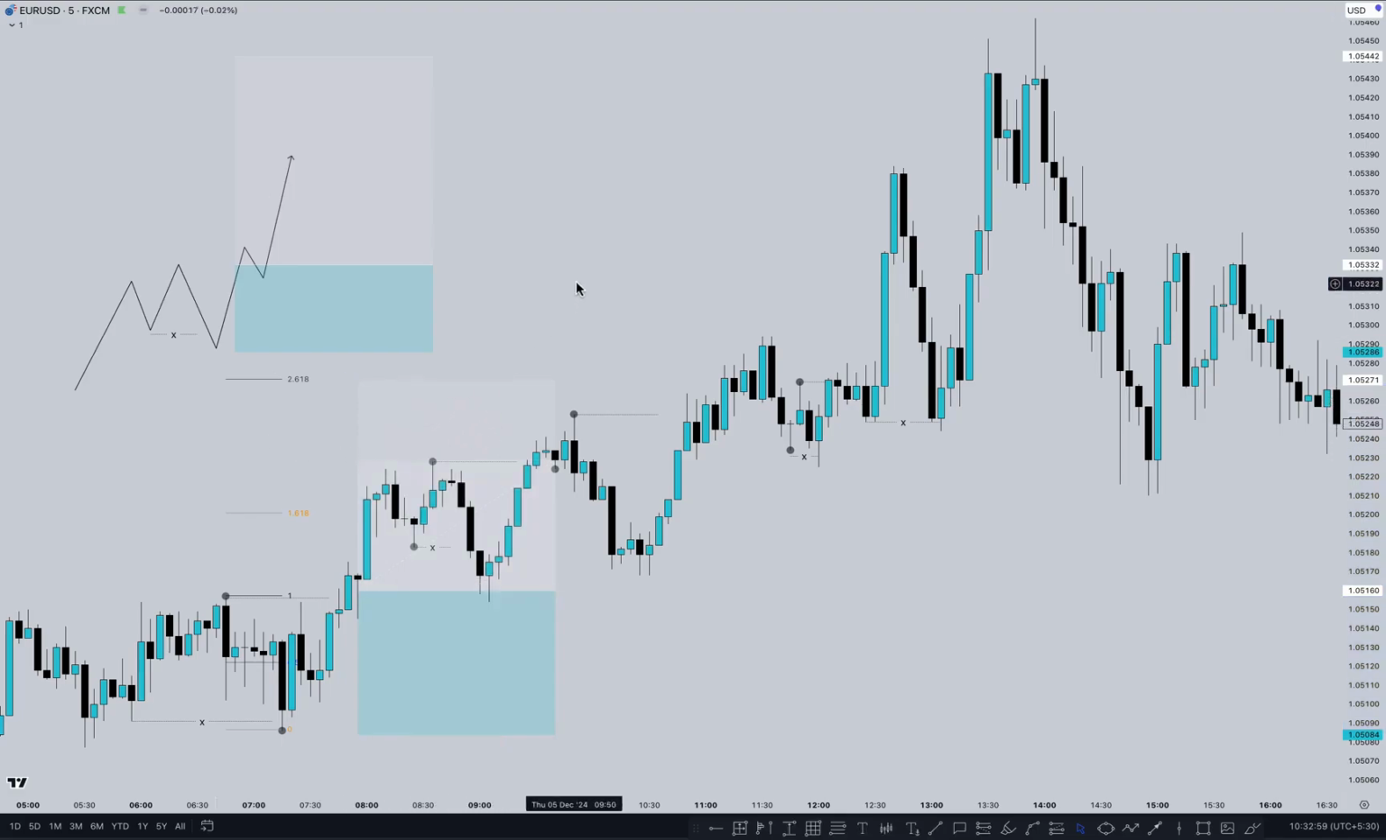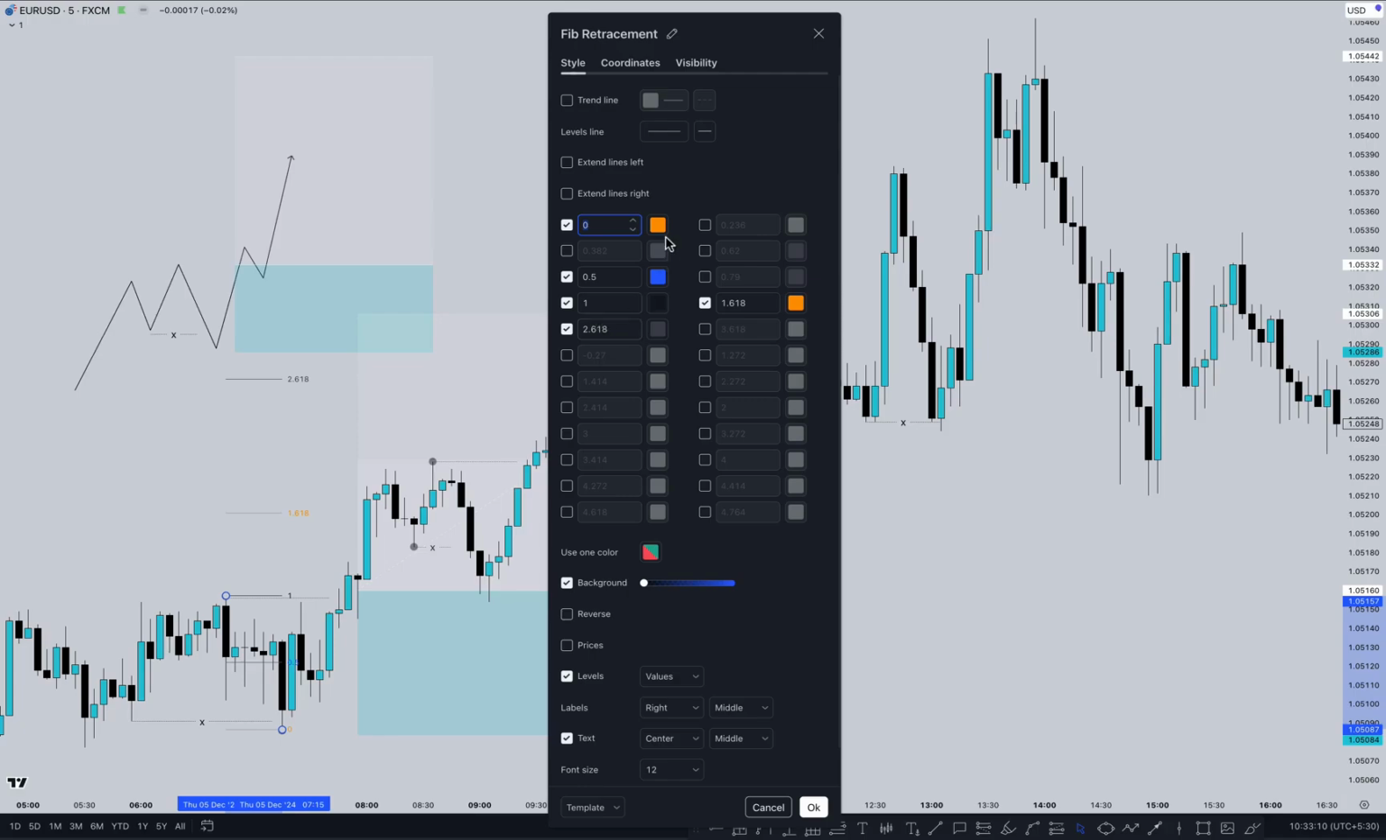So this RR maybe sometimes is good, sometimes is not good. Okay, so at least you should set a target at least 2R is here. So this is our target when you can set here. For the Fibonacci tool, the setting is here. You can set it in your TradingView.